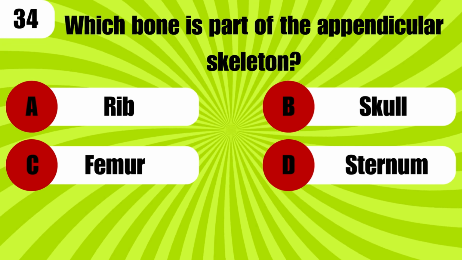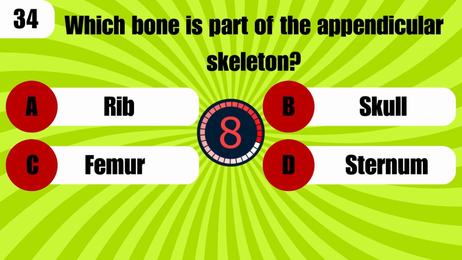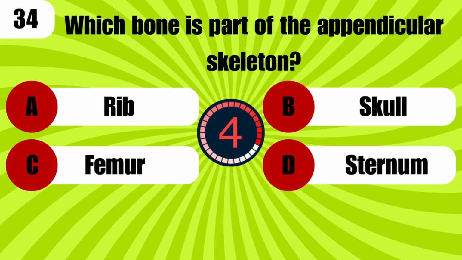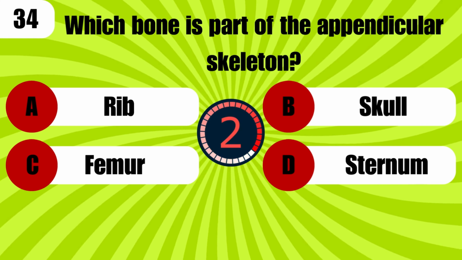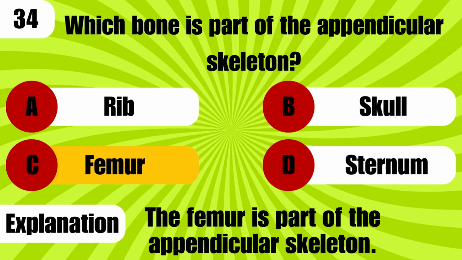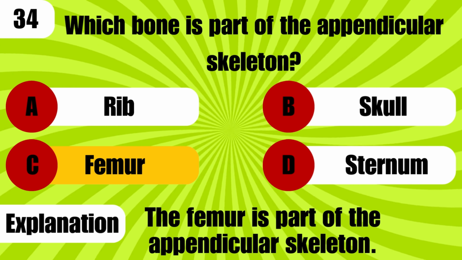Which bone is part of the appendicular skeleton? Option A rib, option B skull, option C femur, option D sternum. The right answer is femur. The femur is part of the appendicular skeleton.